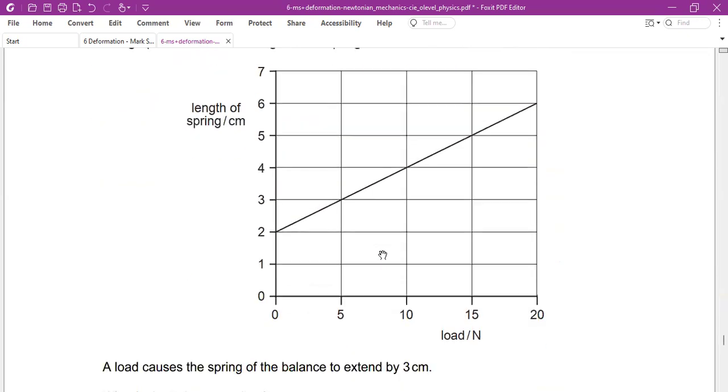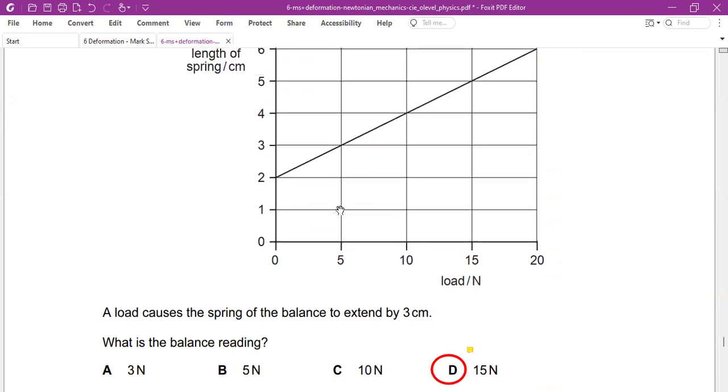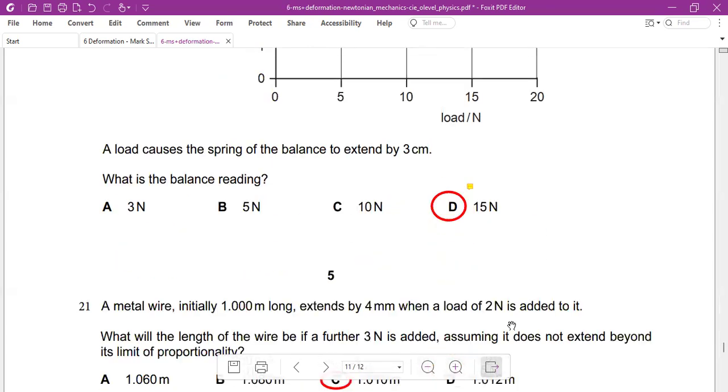Next question. Again, a graph is given. The load is 0. The length of the spring was 2, and it increases linearly. So look at the 3 centimeters from 2. It will give you 5. The original length of the spring is 2, and you add 3 centimeters. A load causing the spring balance to extend by 3 centimeters. So if it extends by 3 centimeters, the total length becomes 5. So 5 gives you 15. That's why the balance reads 15.